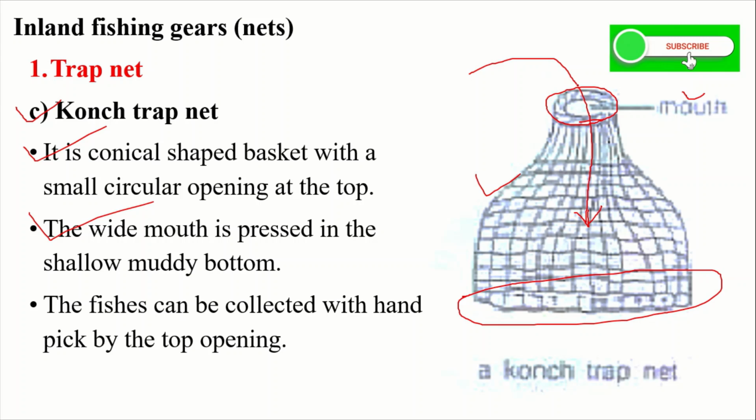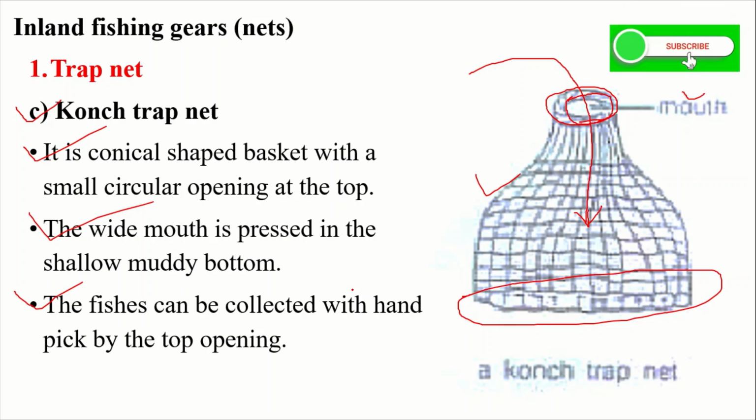There is an opening, and with the help of this opening, the fisherman catches the fishes which are collected in this conch trap net. So the fishes can be collected by hand through the top opening. Some types of fishes like Channa, Heteropneustes, Clarias batrachus, and some eel type of fishes are caught through this type of net. So these are some types of trap nets used in freshwater resources, that is in the lakes, particularly large dams and rivers.